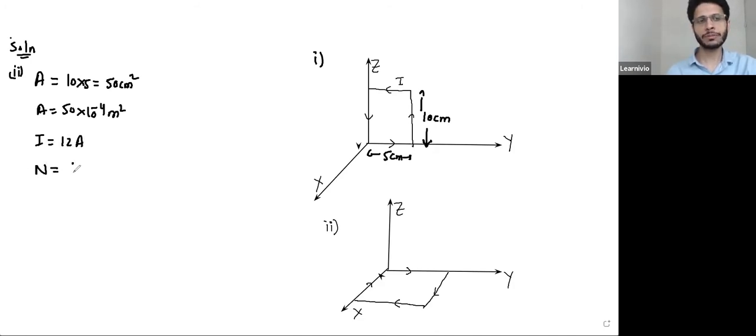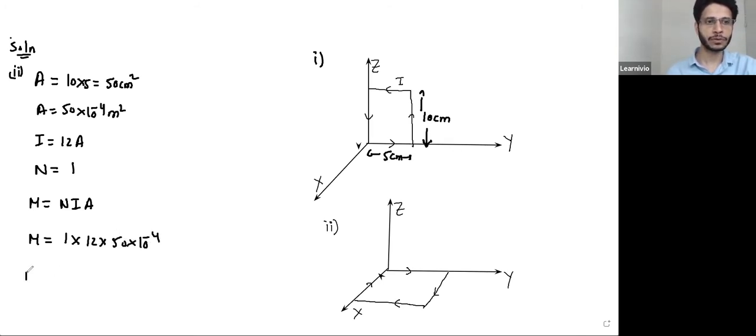Number of turns is not mentioned. That means number of turns is 1. You can calculate magnetic moment. That's NIA. N is 1, I is 12, area is 50 into 10 raised to the power minus 4. Your magnetic moment comes out to be 6 into 10 raised to the power minus 2 ampere meter square.